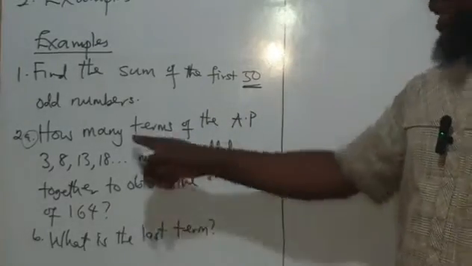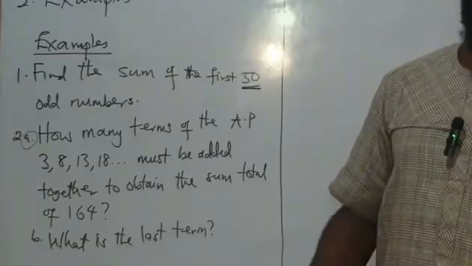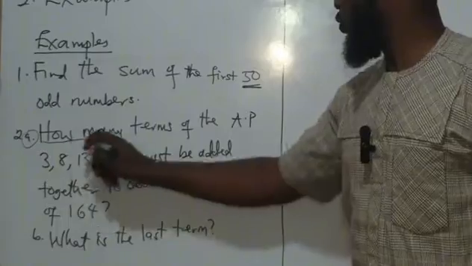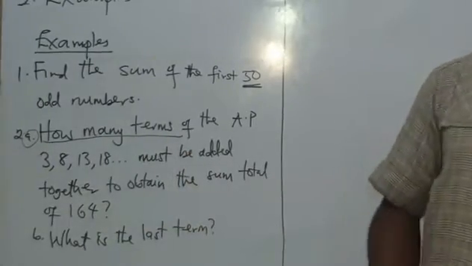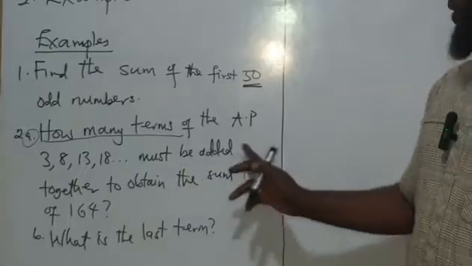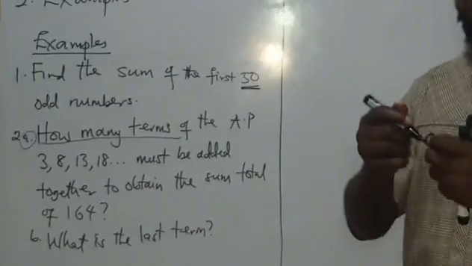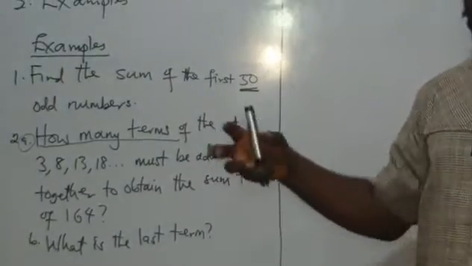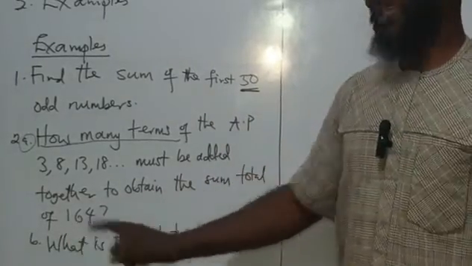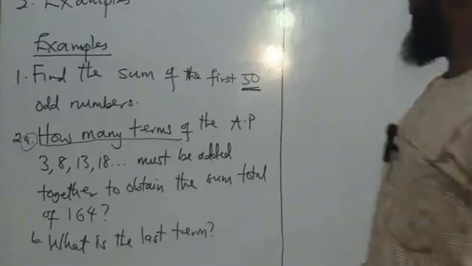So it means how many terms, you are looking for n. That's what we're looking for here. How many terms? We are looking for n. These are the AP. Must be added, that is when you add all the terms together. How many terms will be added together? That will then give us what? 164.